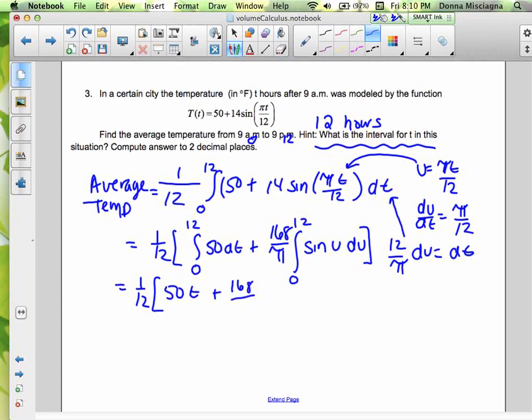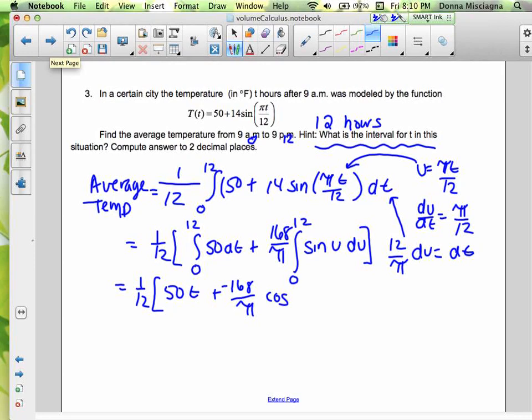168 over pi, and whose derivative is sine? That would be negative cosine, right? Because the derivative of cosine is negative sine. There's no negative there, so it has to be negative cosine.